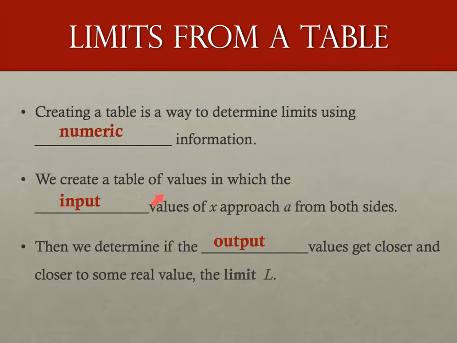We'll create a table of values in which the input values of x approach a from both sides. So we'll have to be both left and right, or less than and greater than a specified x. Then we're going to determine if the output values get closer and closer to some other real value. It's really just the same thing we're doing in a different form.